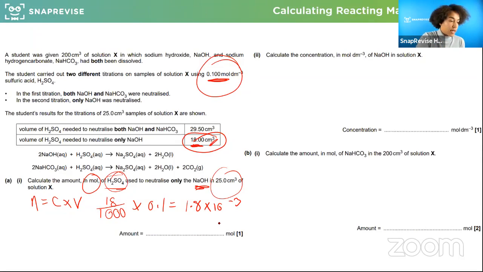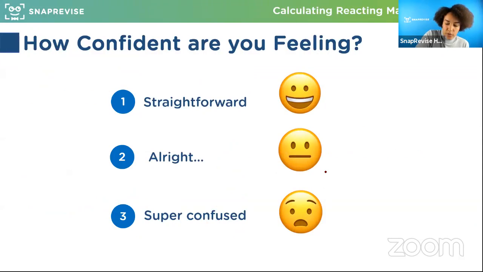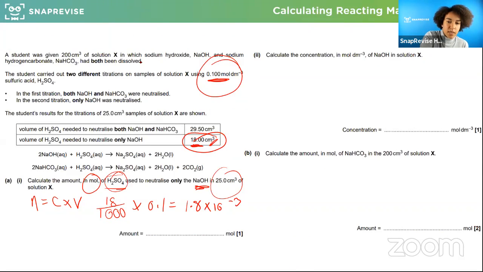Why did I divide by 1,000, Claudia? It's because our volume is in centimeters cubed and our concentration is in decimeters cubed. So you have to convert to be able to get the number of moles.